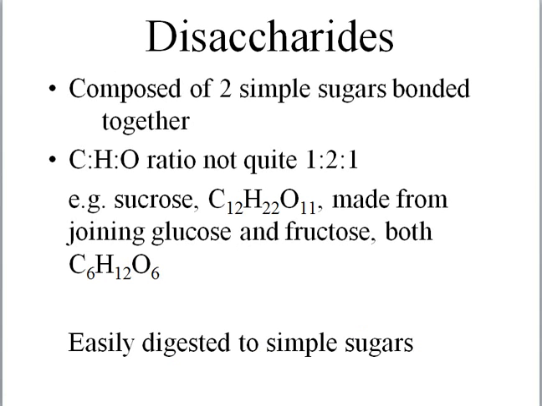The prefix di means two. Disaccharides are composed of 2 simple sugars. Table sugar, also called sucrose, is an example of a disaccharide. Like simple sugars, disaccharides are made of only carbon, hydrogen, and oxygen. But the ratio of these elements is not exactly 1 to 2 to 1.